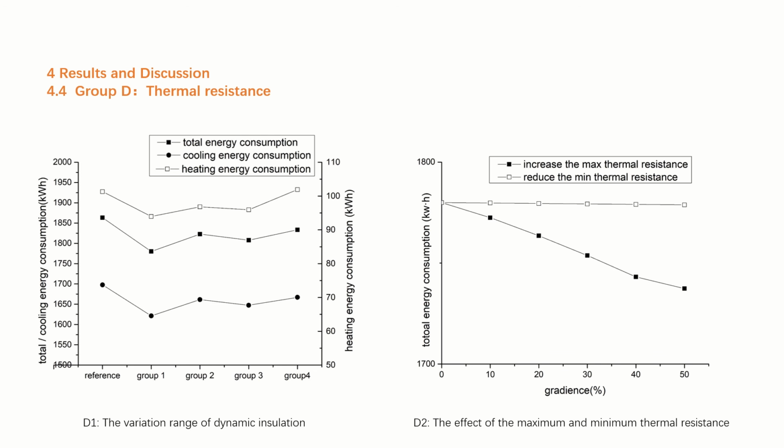And let's turn to the group D. From our results of the simulation, the variation of thermal resistance indeed decreases energy consumption. And in most cases, it saves both cooling and heating energy consumption. Furthermore, it saves more energy to increase the max thermal resistance rather than decrease the minimum thermal resistance. So it's better to improve the façade's max thermal resistance.